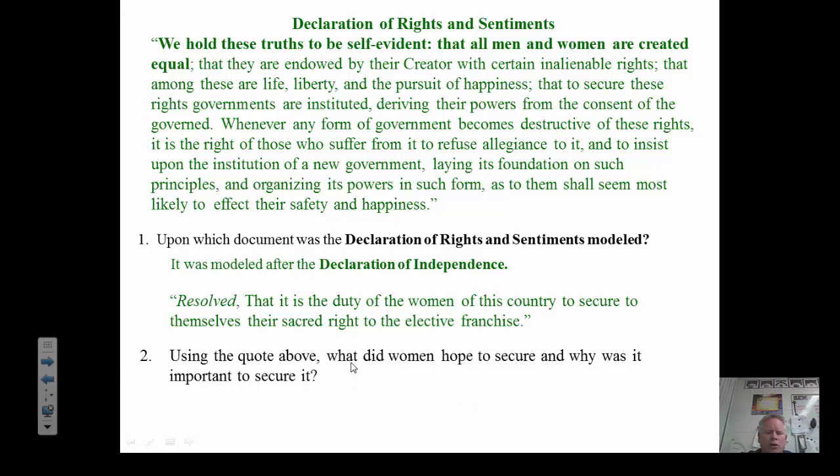So using the quote above, what did women hope to secure? The right to vote. And why was it important to secure it? So that women could actually have a say in the laws they must obey. So there's how you kind of break down these quotes and figure out the questions from them.